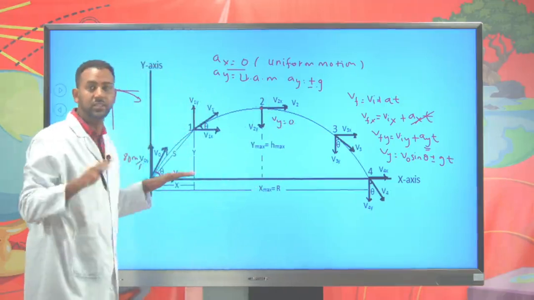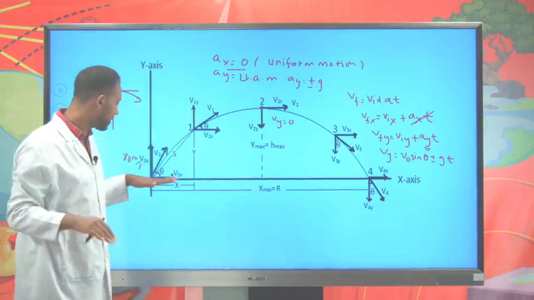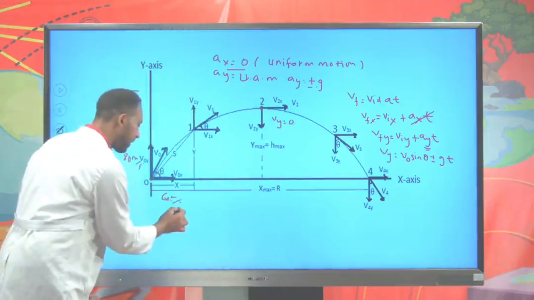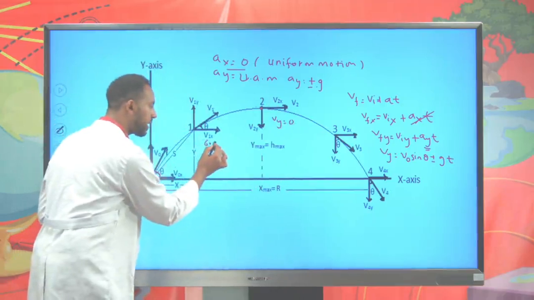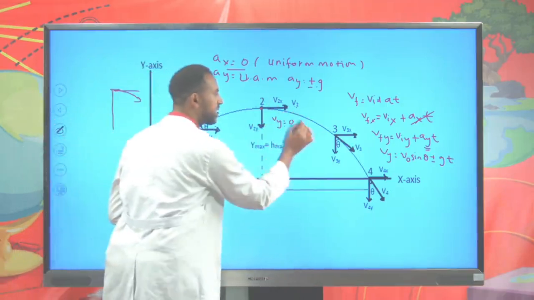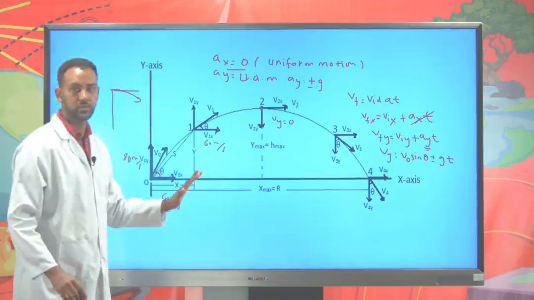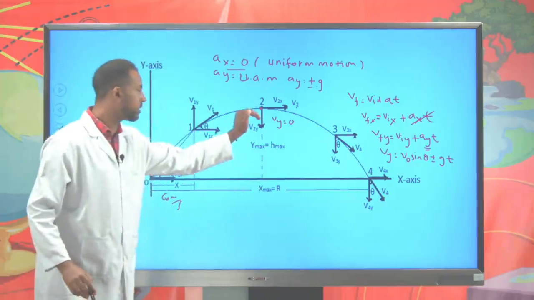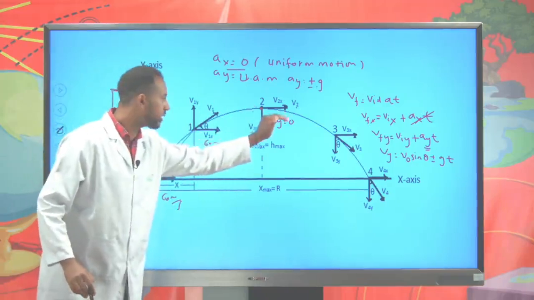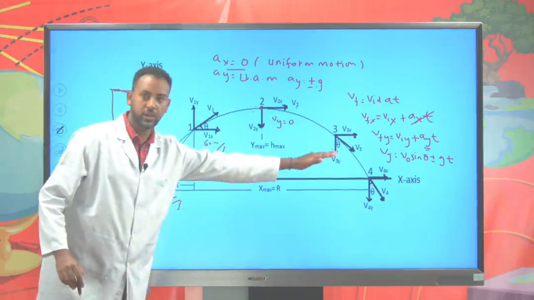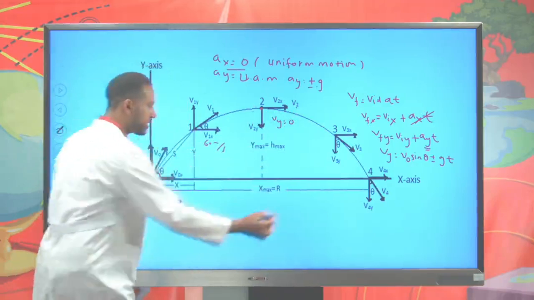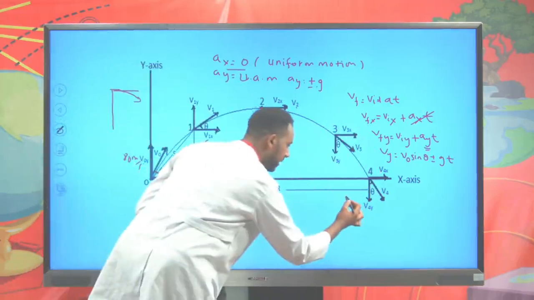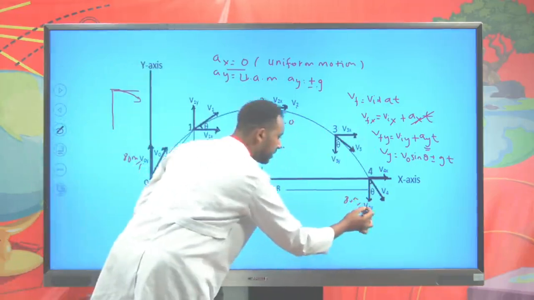But we have said that the horizontal velocity remains constant. Initially, we have found it to be 60 meters per second. At point 1, it is 60 meters per second. At point 2, 60 meters per second. Everywhere, the horizontal velocity remains constant. But the vertical velocity gradually decreases and reaches 0 here. Then gradually it increases, 10 and so on. It increases and decreases. While it reaches here, it becomes 80 meters per second. While it reaches here, it becomes also 80 meters per second.